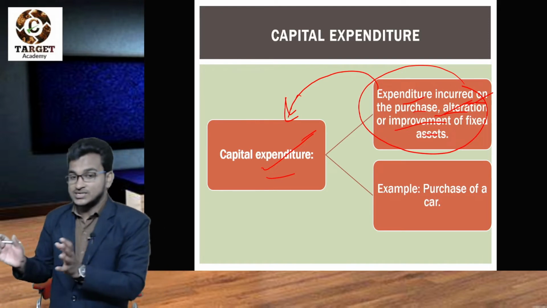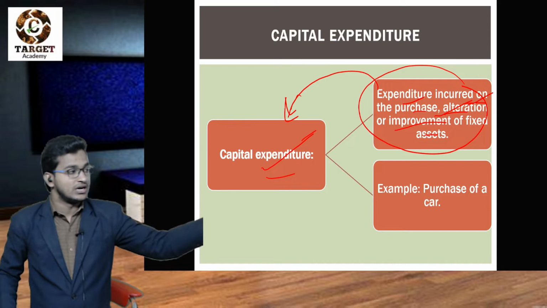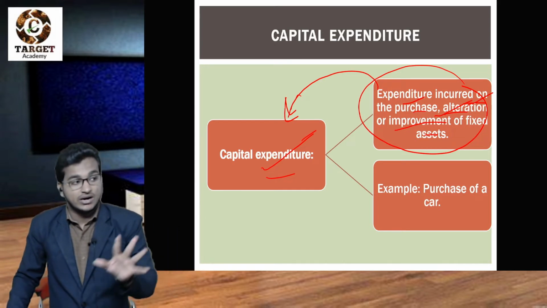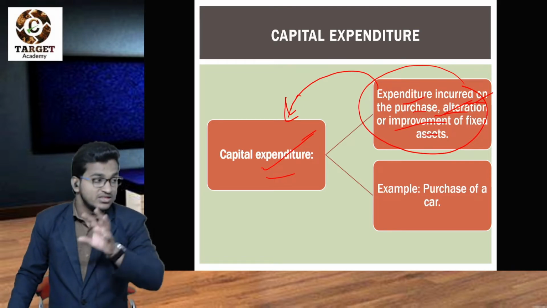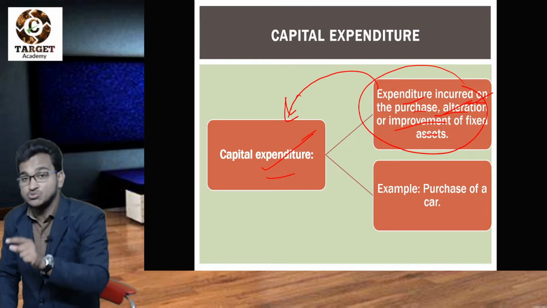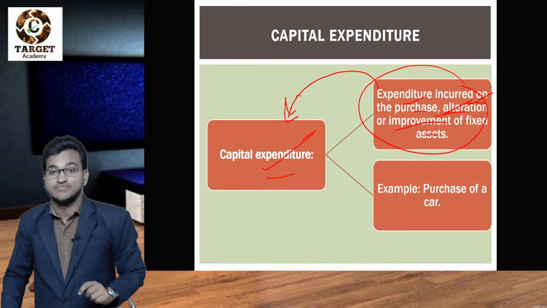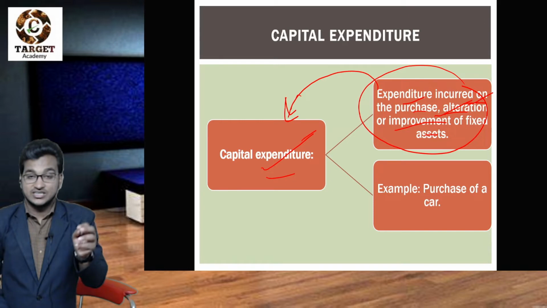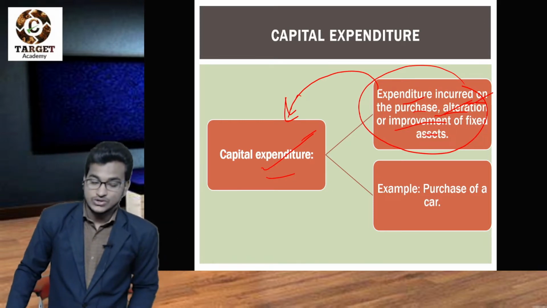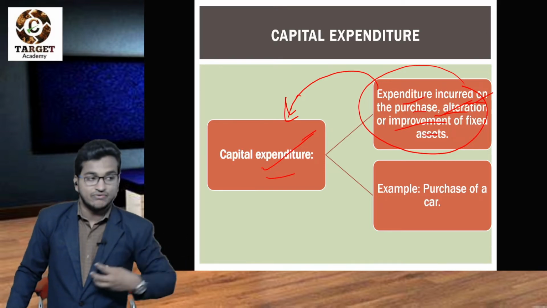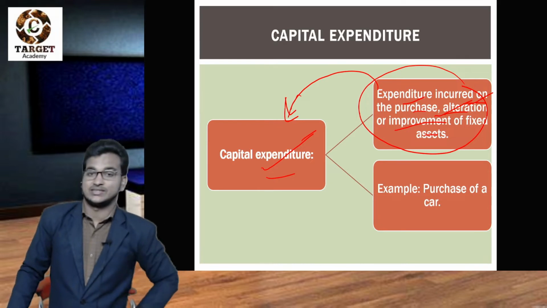Let me take another example. We will construct another classroom outside this classroom. We are extending our classroom. We are creating another classroom. This improvement is also capital expenditure, because we are constructing another asset that will generate future profit. You know the definition of asset, right? An asset is a resource which generates future profit. So the other classroom will generate future profits. That's why that is capital expenditure, that is an asset.